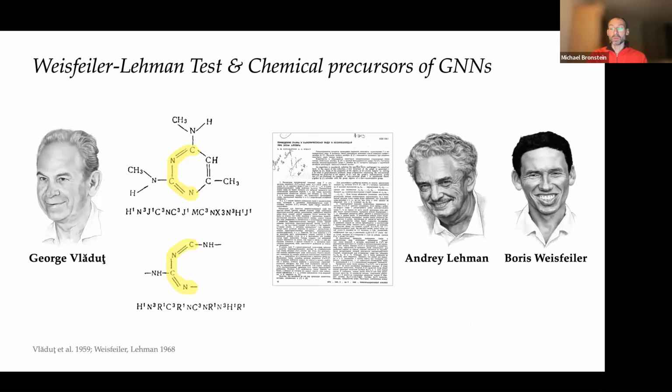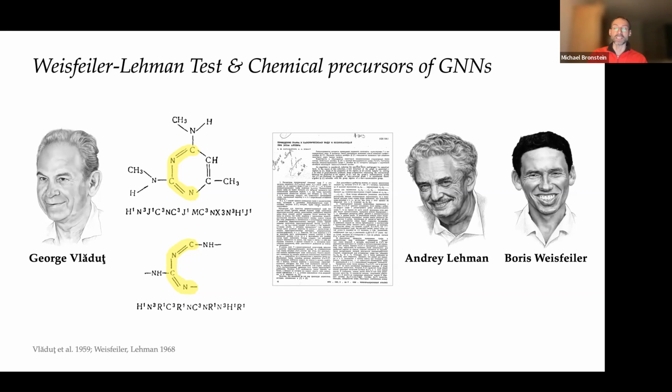Now, what Petra didn't mention, also there is a deep link between graph neural networks and theoretical results in graph theory. And this is actually how graph neural networks, or maybe precursors of graph neural networks, appeared in the 60s. And they were motivated by problems in chemistry where you have molecules and you try to determine whether molecules are structurally similar. So this resulted in the work on graph isomorphism testing.